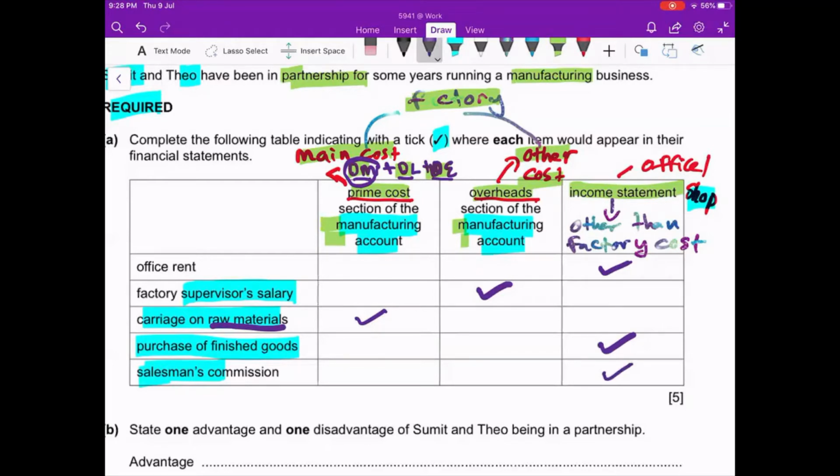Okay. So roughly we understand now what the prime cost is. Prime cost is the factory's main cost or direct cost. Overhead is the factory's indirect cost. Income statement has the income and expenses for the shop and also for the office. Okay, now we do question B.